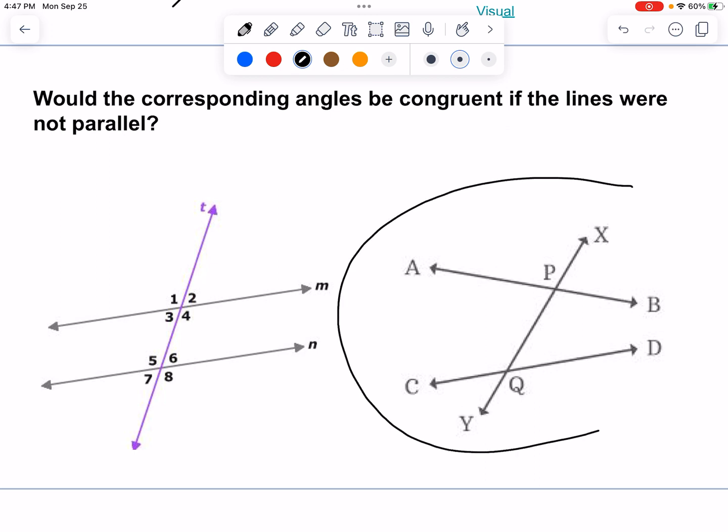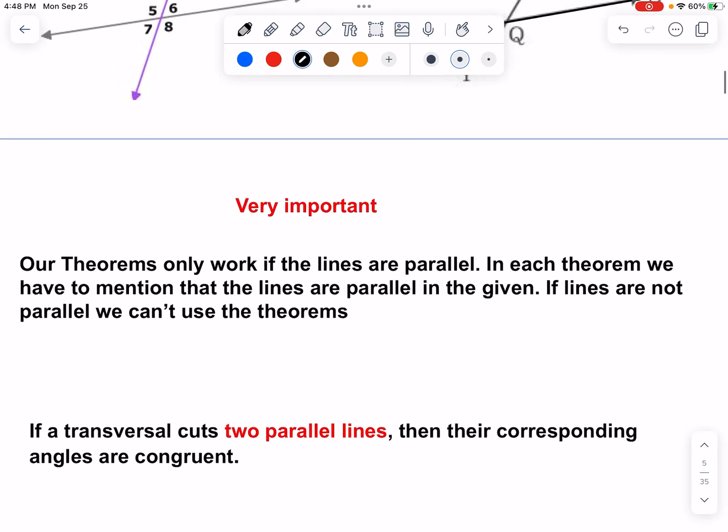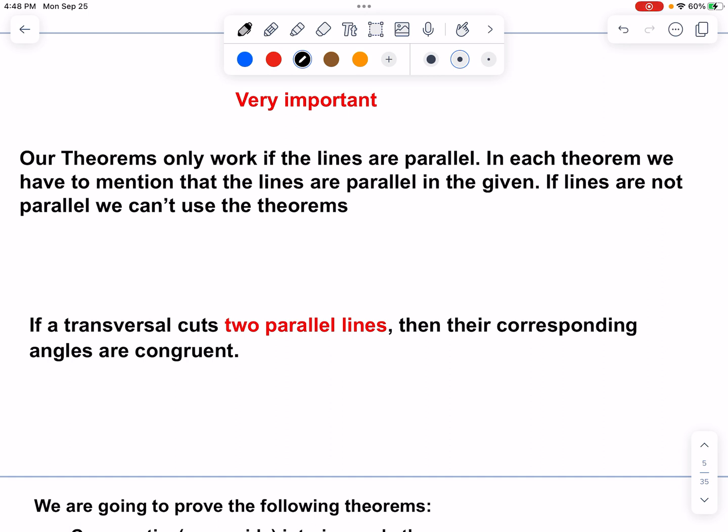These lines, the transversal is X, but these lines here are not parallel. They will intersect. You could kind of visualize they'll intersect somewhere over there. So they're not parallel. And if I draw these angles, this is the corresponding angle with this one, you can tell that those are not the same angle. So it only works, very important, all of our theorems only work if the lines are parallel, okay?